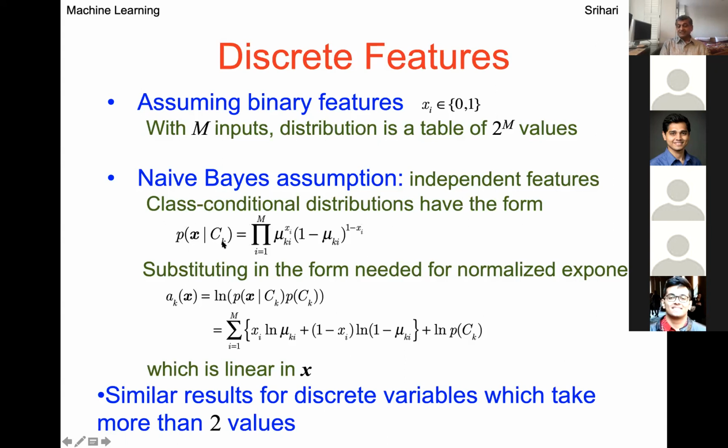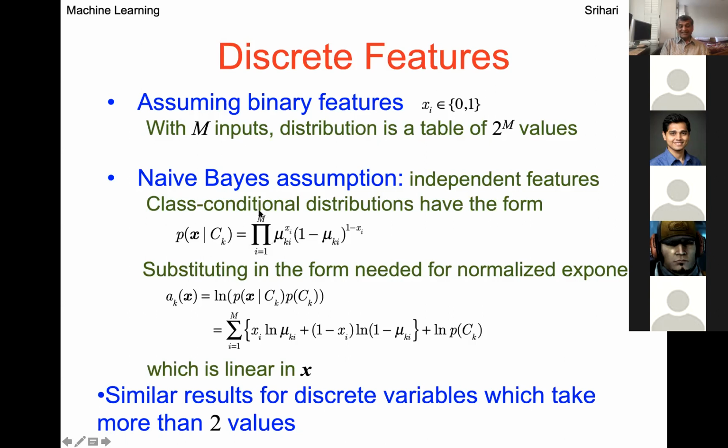probability distribution, the class conditional distribution, which is what we have just been talking about, x given ck, can be written in this form, mu to the x times 1 minus mu to the 1 minus x. This is the standard form of a Bernoulli distribution, like a coin toss, right? The distribution can be written as mu to the power of x and 1 minus mu to the power of 1 minus x, where mu is the probability of heads and x is 0 or 1, corresponding to heads and tails. And so that's a Bernoulli.